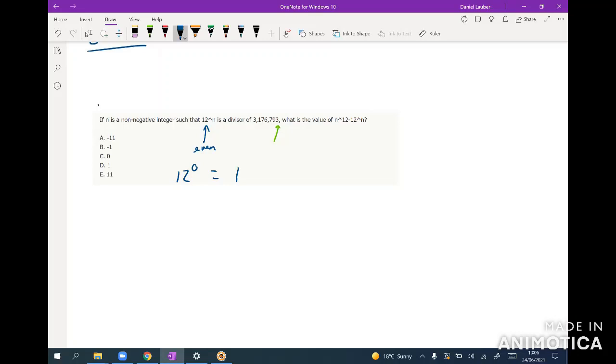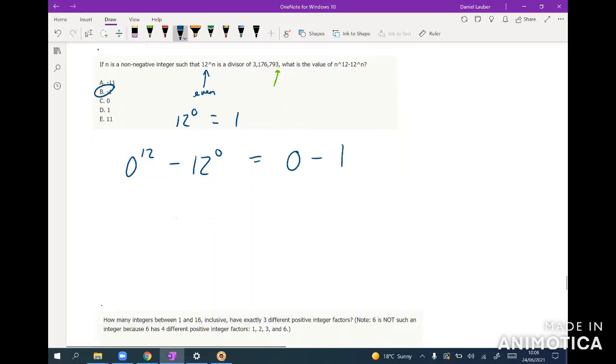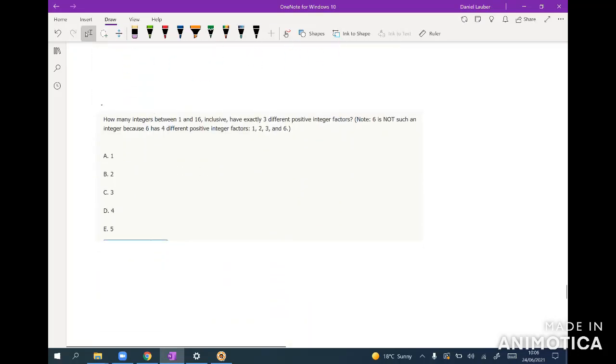And so then the question is, what is the value of 0 to the 12 minus 12 to the 0? In other words, literally just 0 minus 1. So the answer is B. A bit of a trick question there.